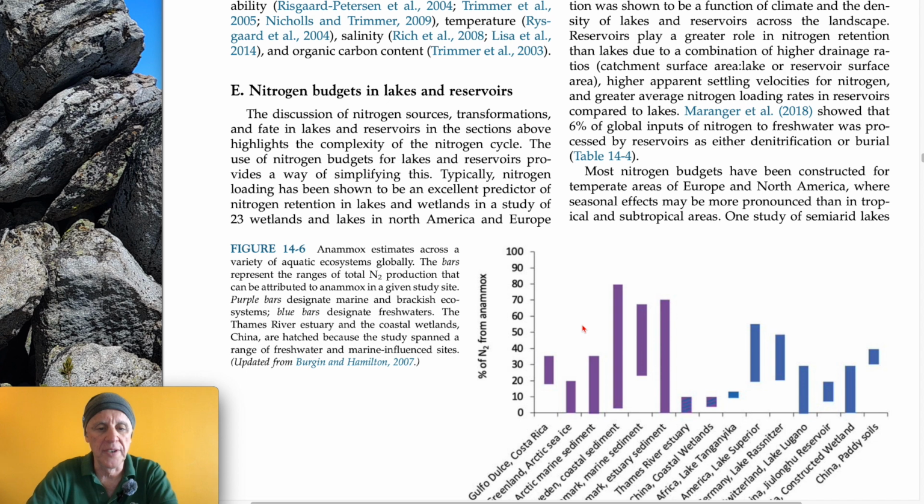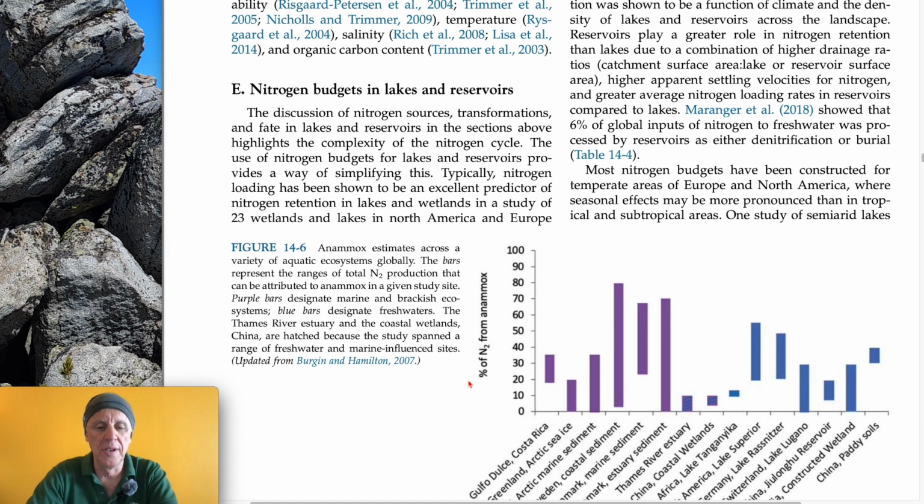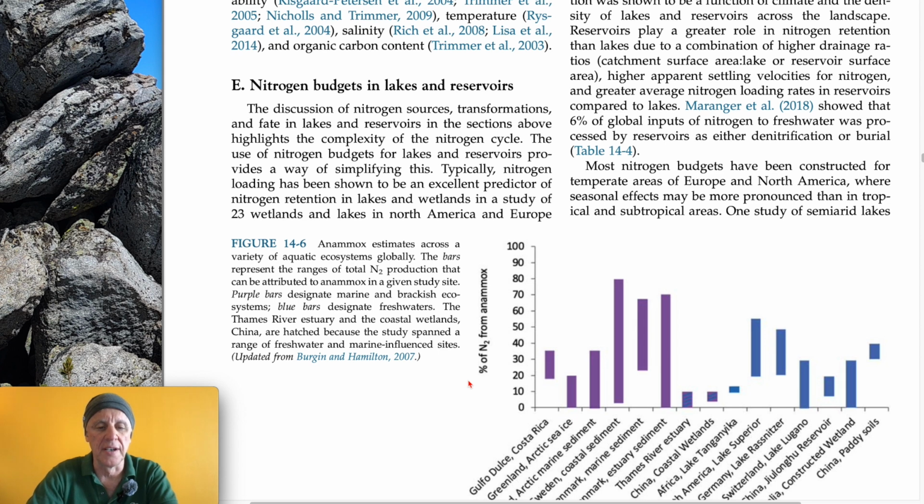So figure 14-6, so this is ANAMOX estimates across a variety of aquatic ecosystems globally. The bars represent the range of total nitrogen or dinitrogen production that can be attributed to ANAMOX in a given study site. Purple bars designate marine and brackish ecosystems. Blue bars designate freshwaters. The Thames River estuary and the coastal wetlands, China, are hatched because the study spanned a range of freshwater and marine influence sites.